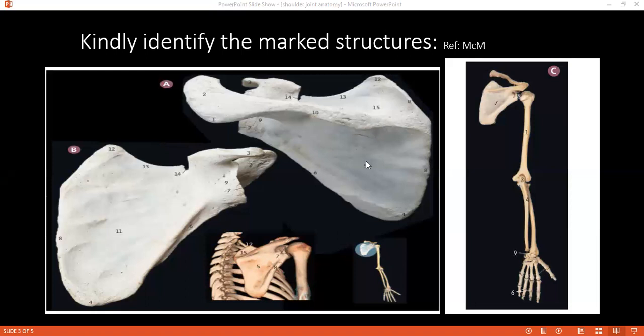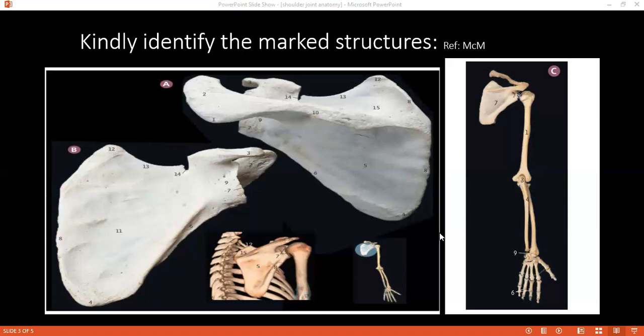Okay, what is here, 5? It is infraspinous fossa. Okay, can you please tell me what is 11? 11 is the costal surface of the scapula. And here lies the subscapularis. We can also call it subscapular fossa.